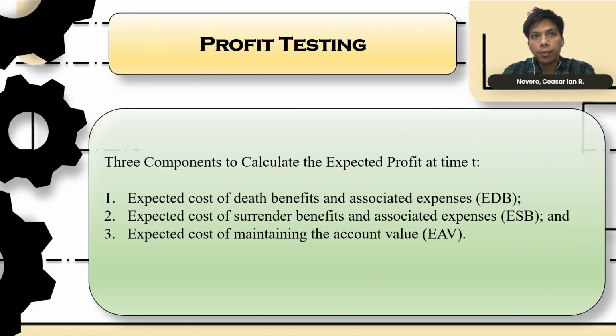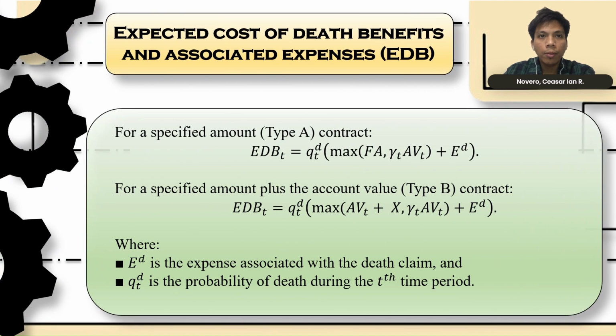So, profit testing may seem familiar to some of us as it has already been discussed in the previous lesson. However, in this section, it will be composed of three components as you can see from the slide, which is essential to compute for the expected profit. So for our EDB, like from the previous section, it will be divided into two contract types. For type A, our EDB is equal to this formula. For type B, it is equal to this formula. Now please do note what each variable represents to better understand the equation.